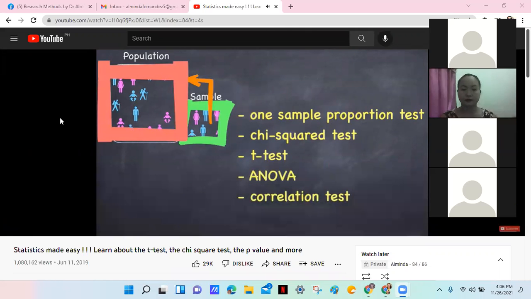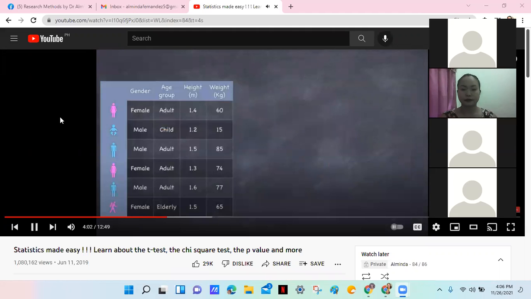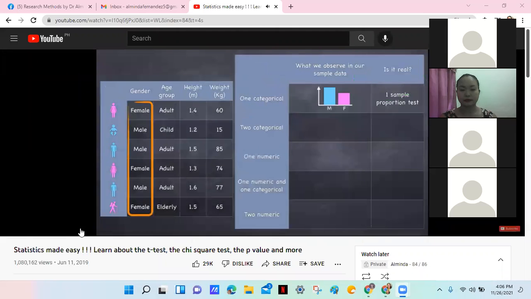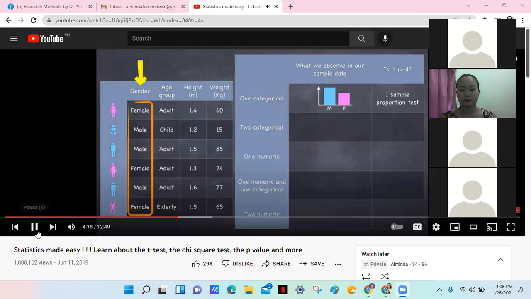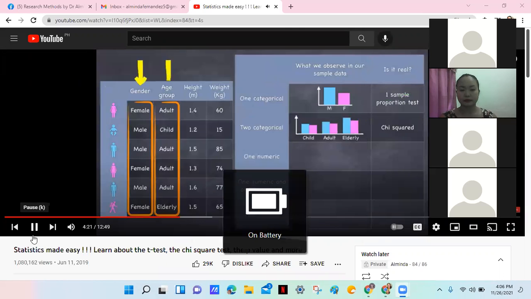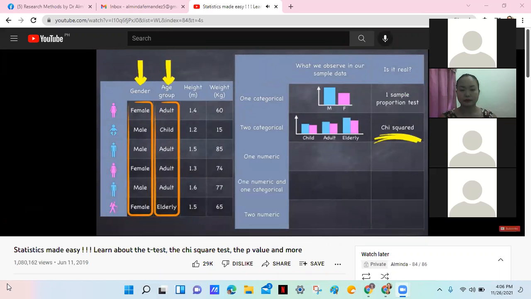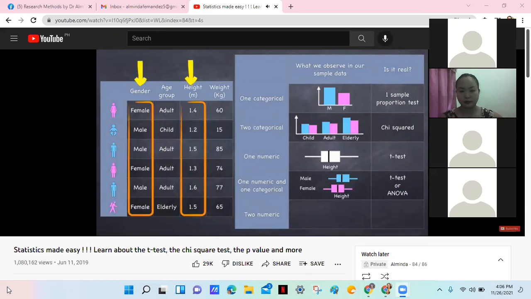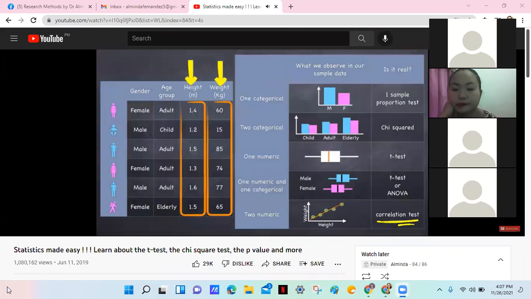So let's take a quick look at the 5 most important combinations of data that we have. And we'll look at firstly, what might we observe in our sample data given that sort of combination of data types? And secondly, what statistical test we might apply to determine whether or not we can infer anything about the wider population. So we might look at a single categorical variable like gender, and we could do a one sample proportion test. For 2 categorical variables, we would do a chi-squared test. For a single numeric variable, we'd do a t-test. If we have a categorical and a numeric variable, we do a t-test, or analysis of variance, or ANOVA, if there are more than 2 categories in our categorical variable. And for 2 numeric variables, we do a correlation test.